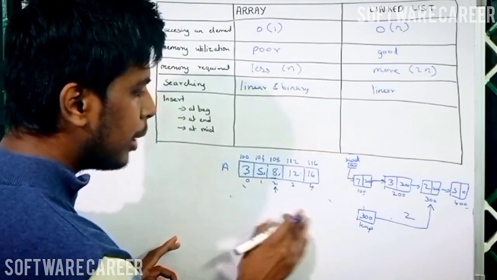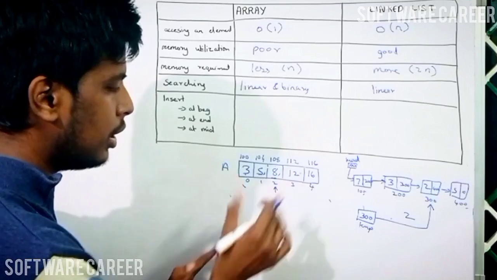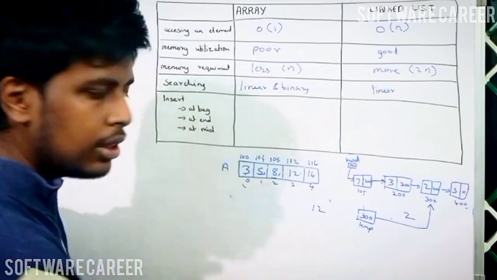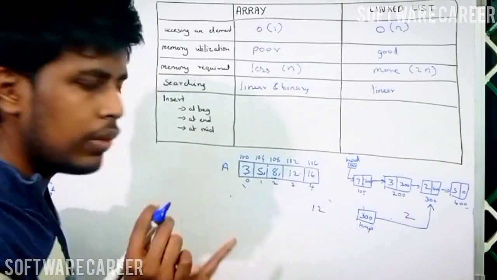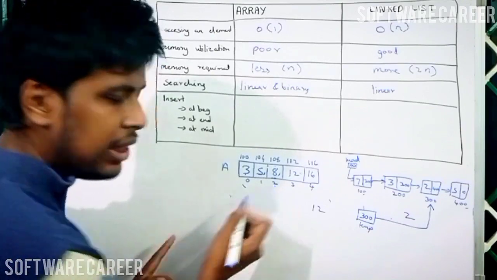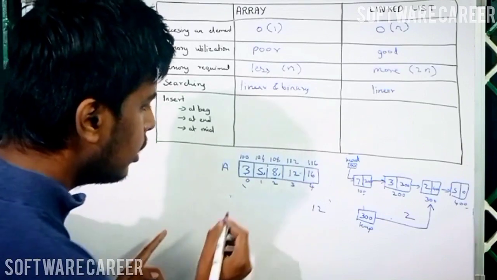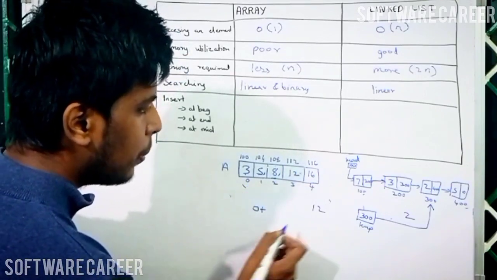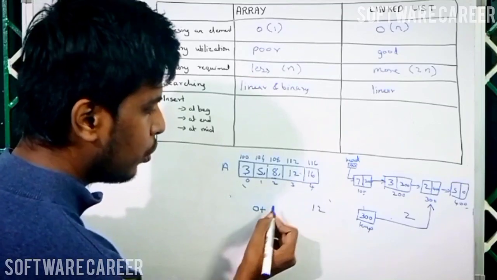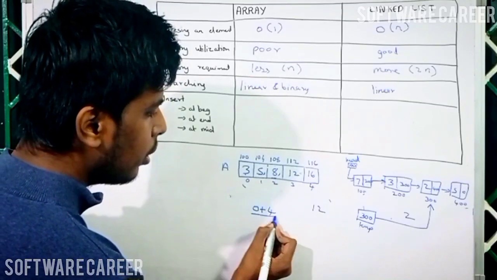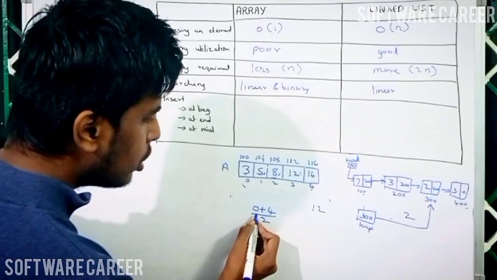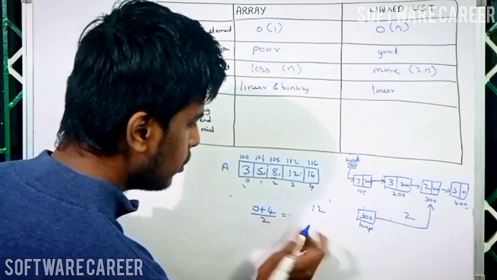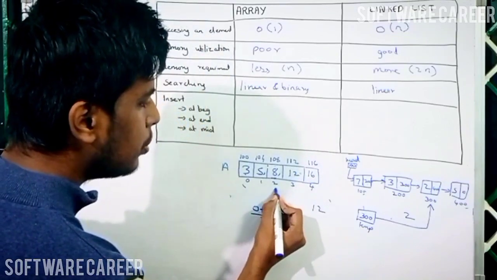Now you should use the binary search operation to search for an element. Suppose you want to search for element 12. 12 is present at the third index. For this you should use one property, that is, you should find the middle index. How to find the middle index? The lowest index is 0 plus the largest index, that is 4, so 0 plus 4 divided by 2. 4 by 2 is 2. So 2 is the middle index.